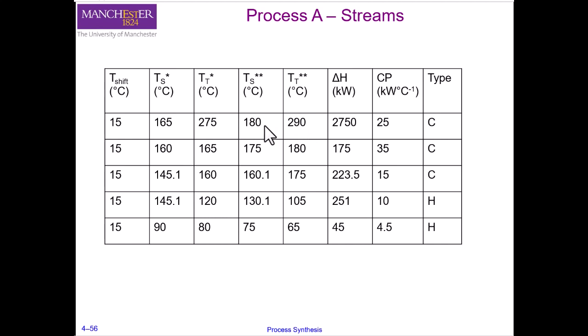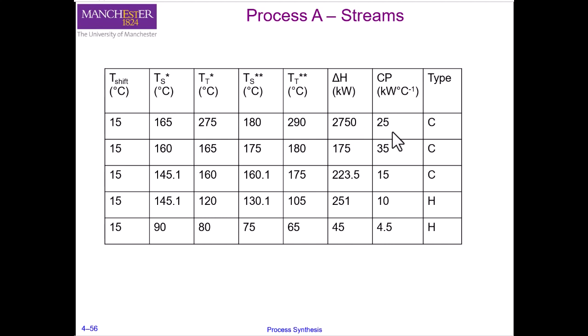And by doing that, we have shifted the stream by a whole delta T min compared to their original temperature. And we can read the delta H, the heat duty of this stream, from the grand composite curve. And then if we use delta H is equal to Cp delta T, we can calculate the value of Cp, that is 25 kilowatt per degree centigrade.